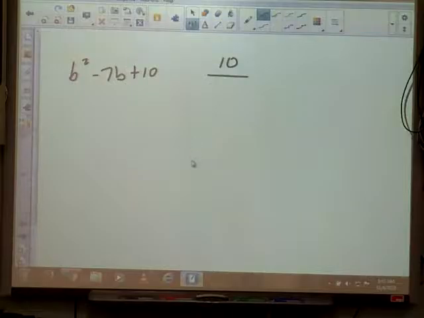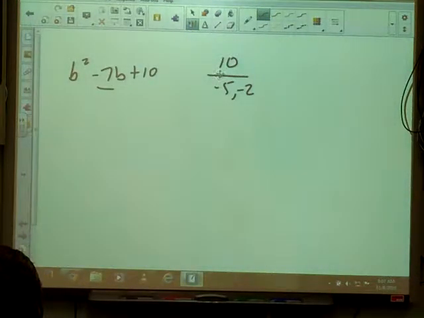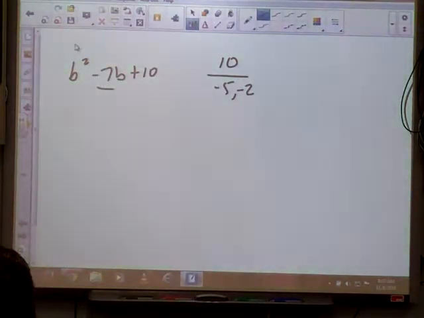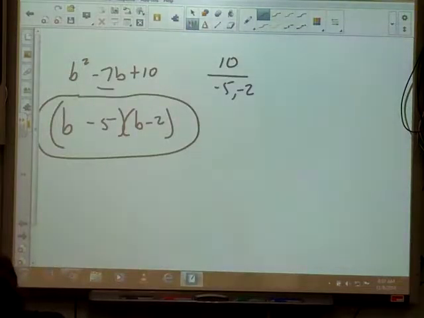This time, I know I'm going to need the negatives because my b is a negative 7. So I need what can multiply to make a positive 10 and add to make a negative 7. Negative 5 times negative 2 does make positive 10. Negative 5 plus negative 2 does make negative 7. Since that's a 1b squared, all we got to do is break it down and plug the factors in. That's it. That's correct.